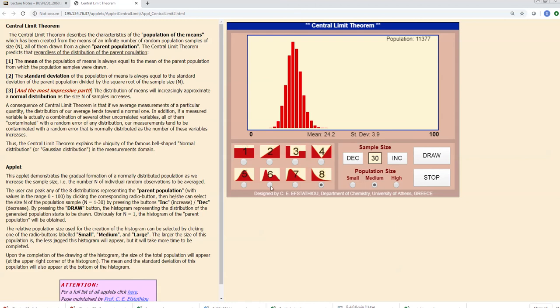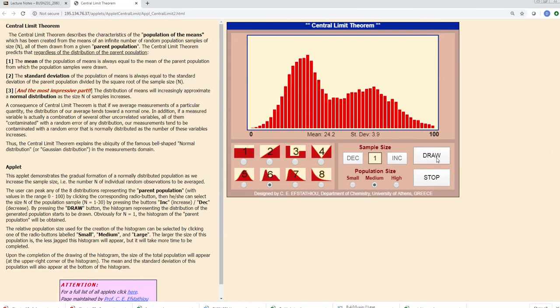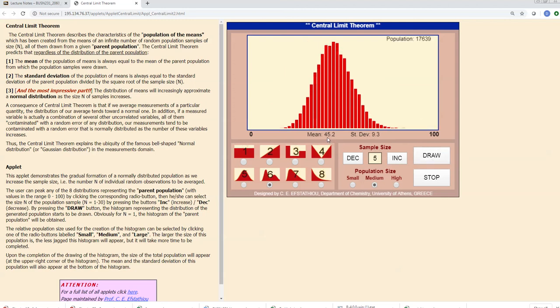Well, let's take a look at this one, number 6. First I'm going to plot the population itself. It's supposed to have two peaks, right? Bimodal. There you go, a bimodal distribution. 45.4, 21. Let's go up to 5. Draw. 45.2. Didn't go very far. But the standard deviation did change. It went down, right? And the shape, look at that. Originally, I had these two peaks.